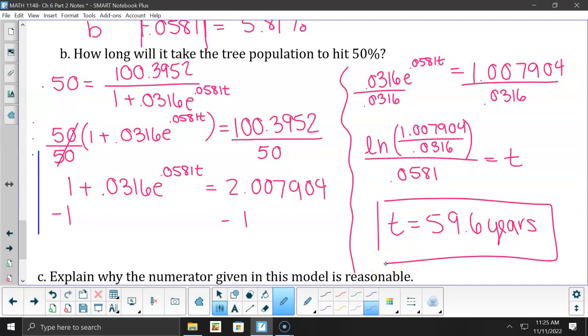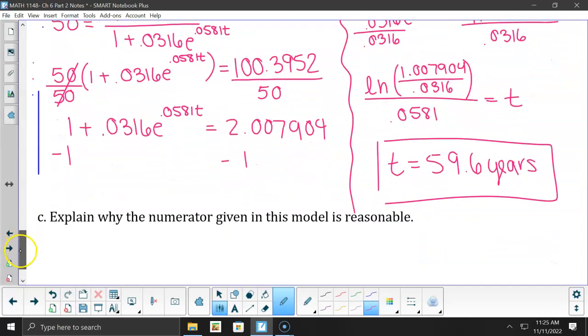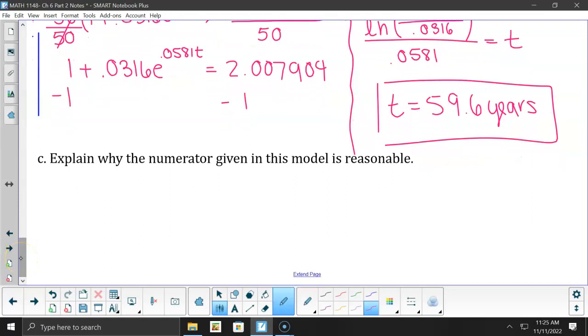Now, last question I've got for you is why can I have a numerator that's greater than 100? So remember that carrying limit was 100.3 blah, blah, blah. What was it again? 39? So why is it a little bit greater than 100?